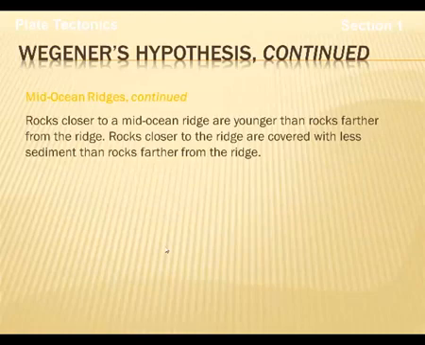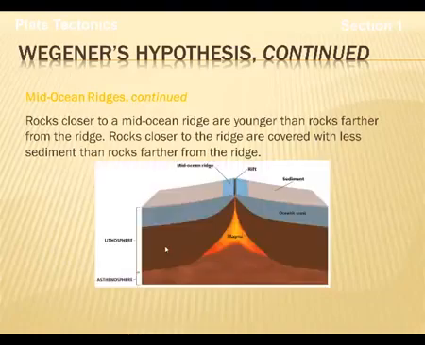So summarizing that, rocks closer to the mid-ocean ridge are younger than rocks farther from the ridge, and rocks closer to the ridge are covered with less sediment. So this picture shows that. So we've got oceanic crust, where magma is rising because these 2 plates are moving apart from one another. So new material is forming here as it's cooled by the ocean water. The sediment is really thin in this location, and slowly as this plate pushes farther and farther away, the oceanic crust will get thicker and thicker.